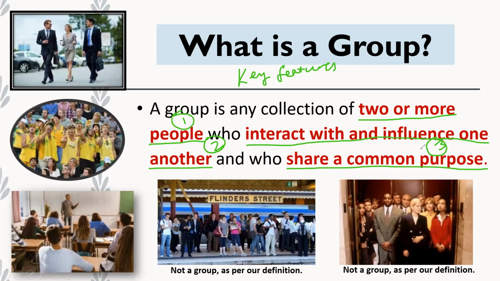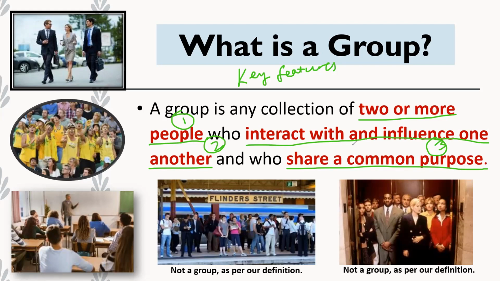So for example, if someone walks into our class and we're all working on a question on the board together, or most of us are working on it together, others are maybe taking down notes, that's still a collection of two or more people who are interacting with and influencing one another and who share a common purpose of trying to solve the question. Okay, so we can still say that that might be classified as a group.